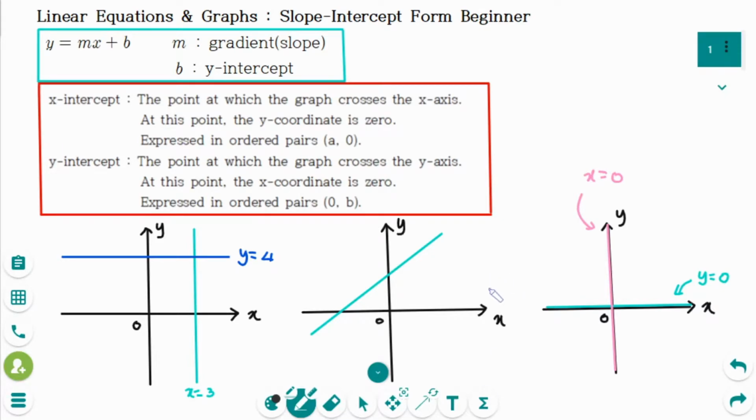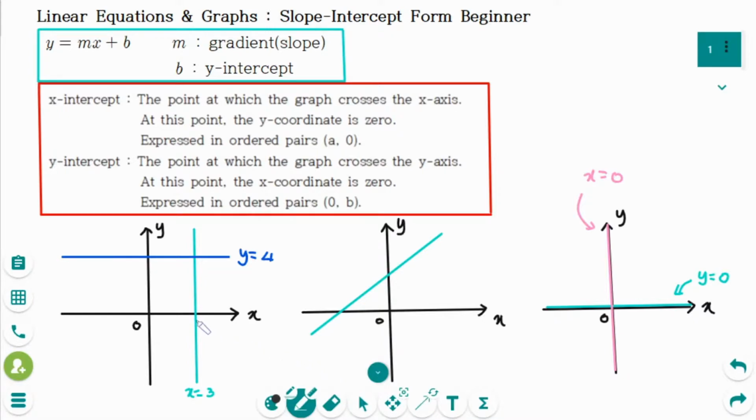This video will cover beginner questions regarding the topic of linear equations and graphs, slope-intercept form. Y equals mx plus b is the equation of a line with slope m and y-intercept b. Then what is the x-intercept?